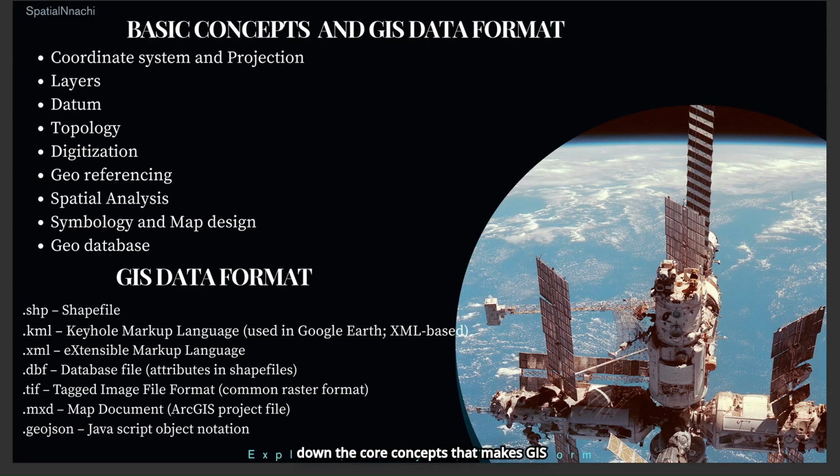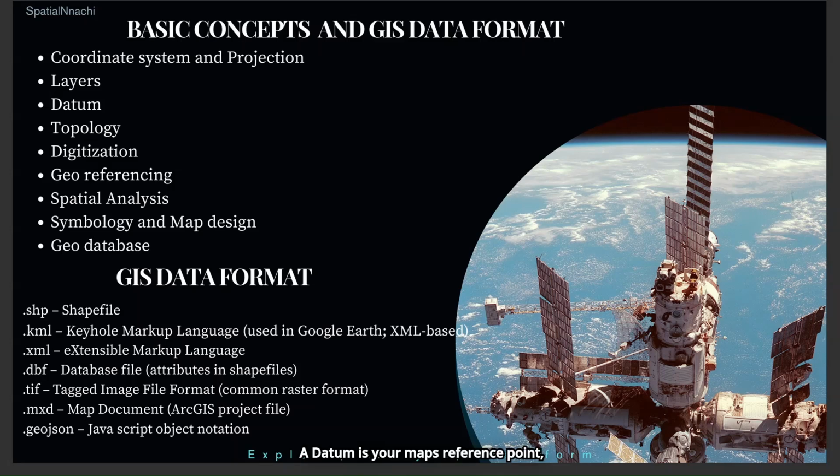Let's break down the core concepts that make GIS work. First, we have the coordinate system and projection. This defines how we flatten the Earth's curved surface onto a map, like choosing between a globe or paper. Layers are like transparent sheets, one for roads, another for rivers or population. Stack them together and you get a full map.